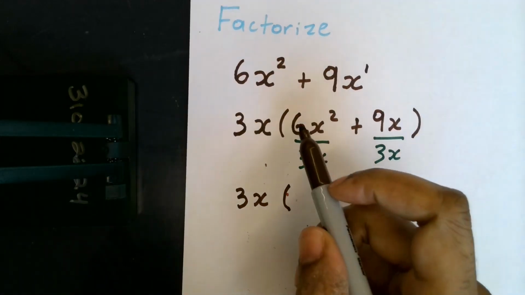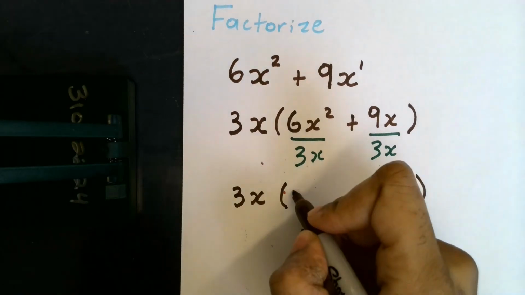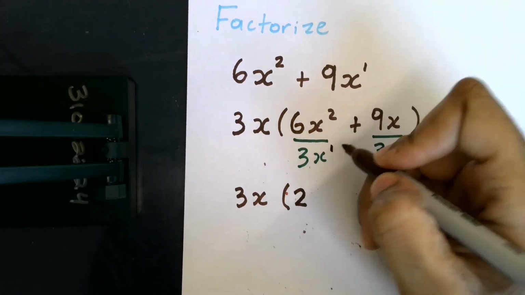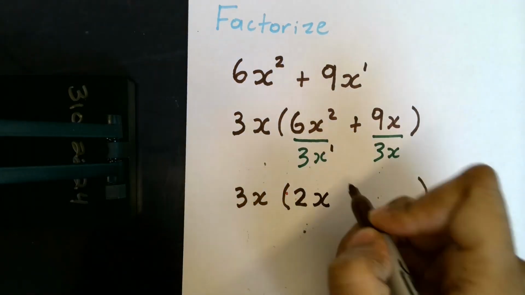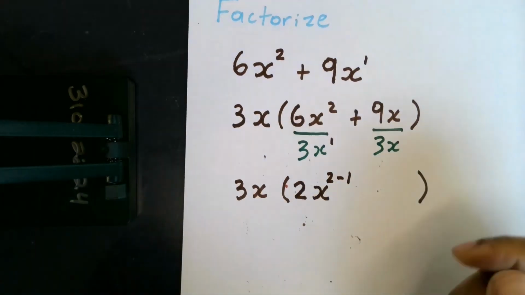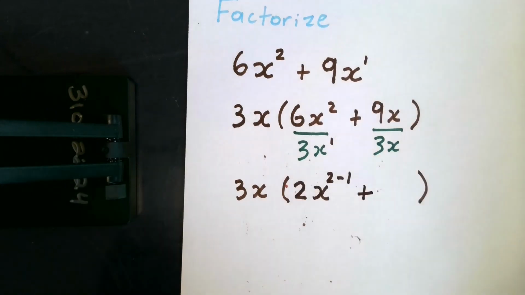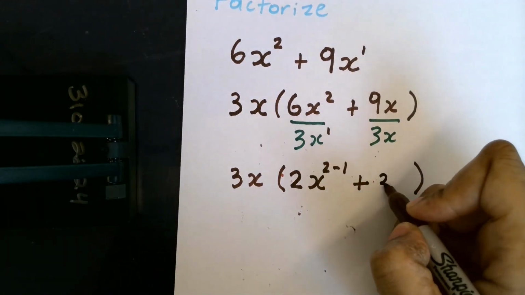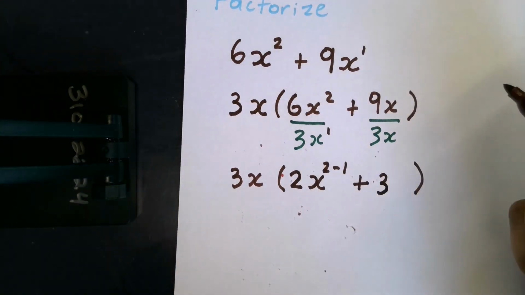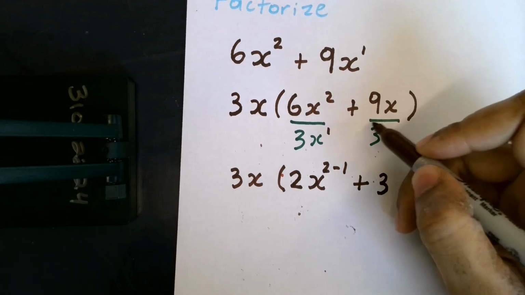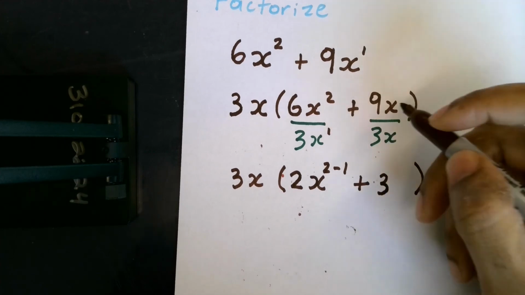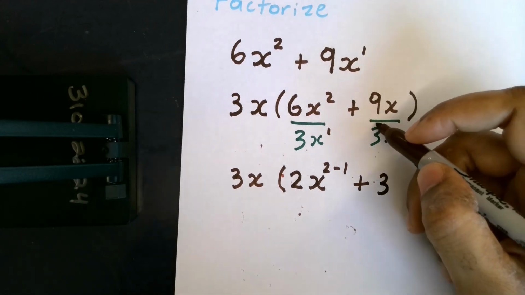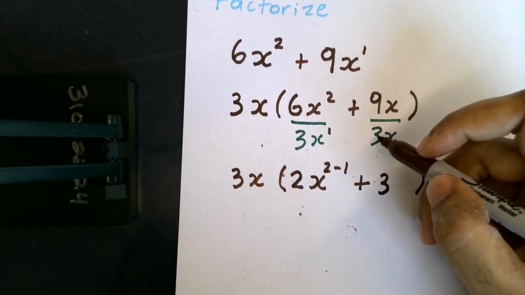Then we say 6 divided by 3, that is 2. And we are dividing similar bases, so we subtract the exponents. So x to the 2 take away 1. We are adding, so it is plus, and we say 9 divided by 3, which is 3. And remember, this line means divide. So you are not subtracting. You are dividing. This line here means to divide. So 9 divided by 3 is 3.